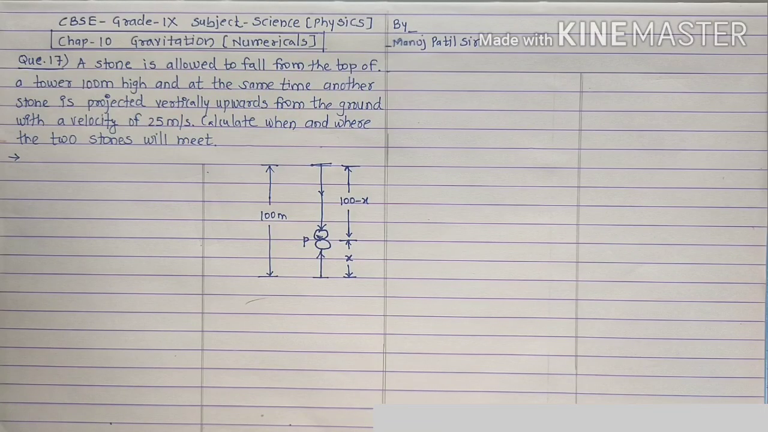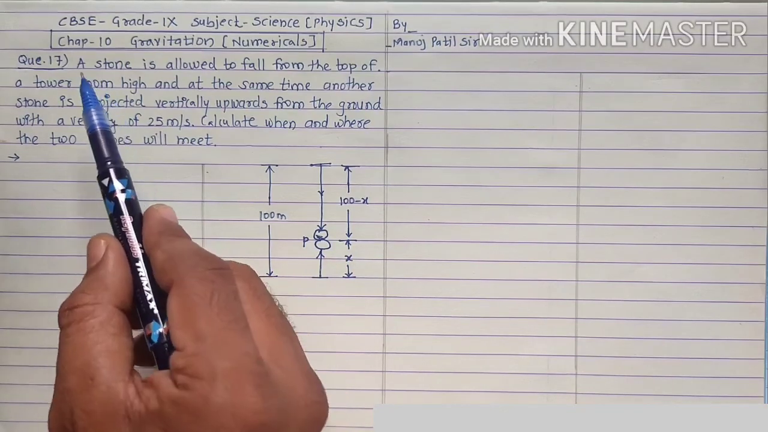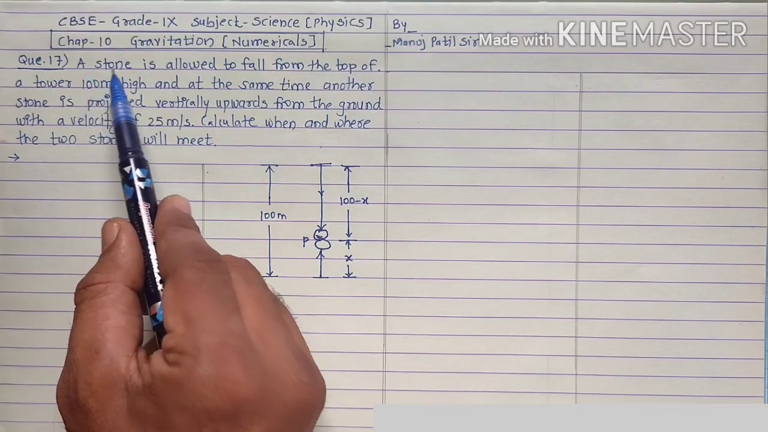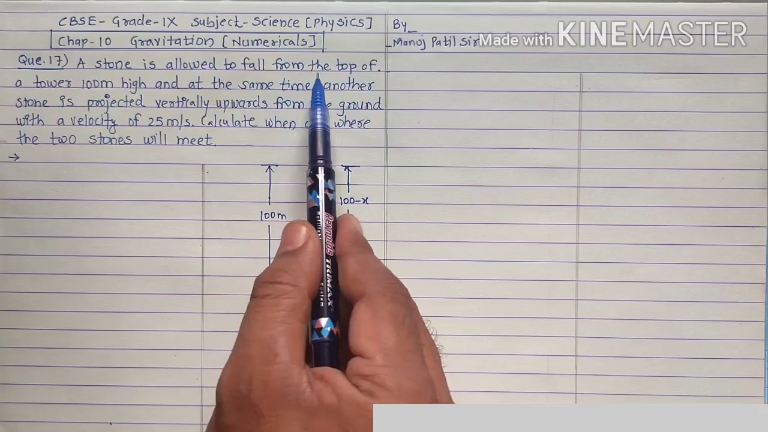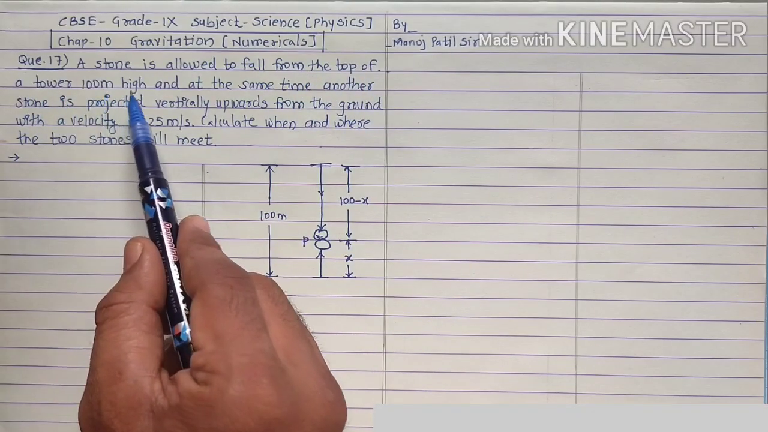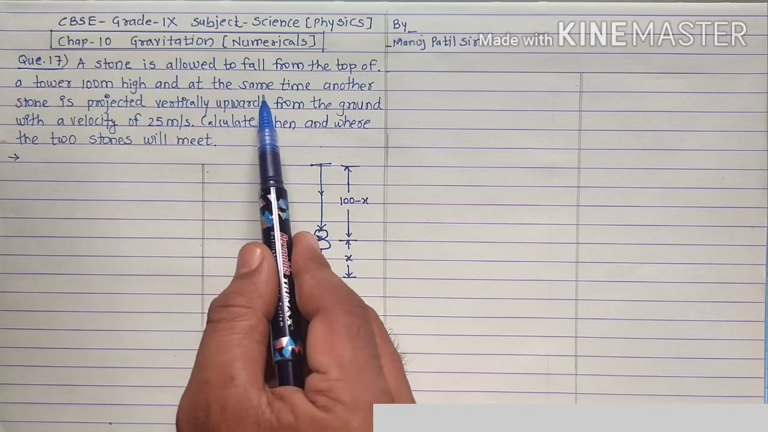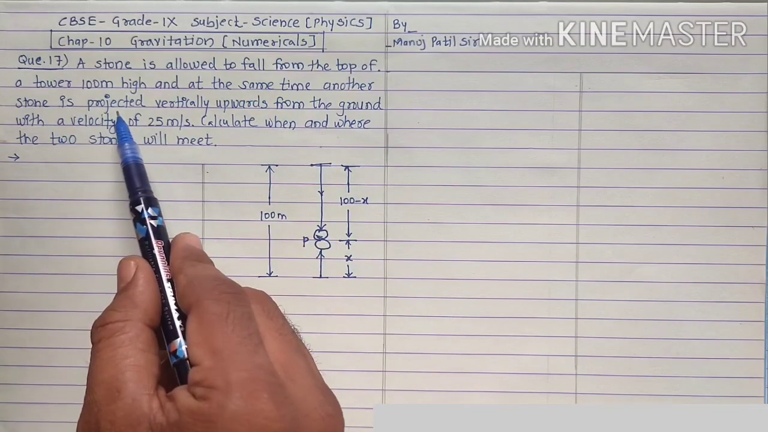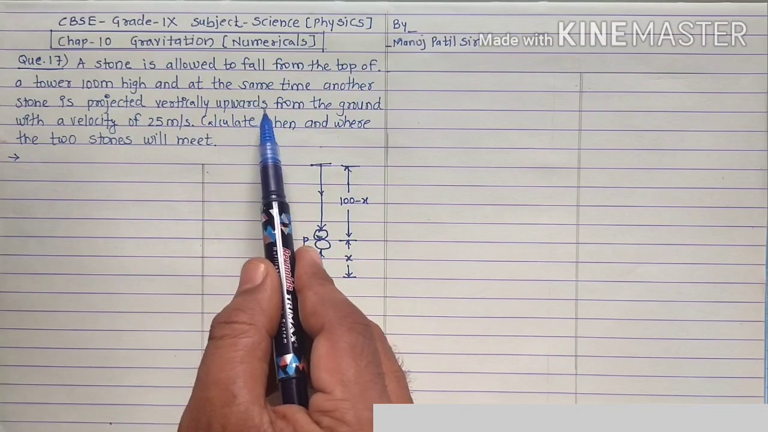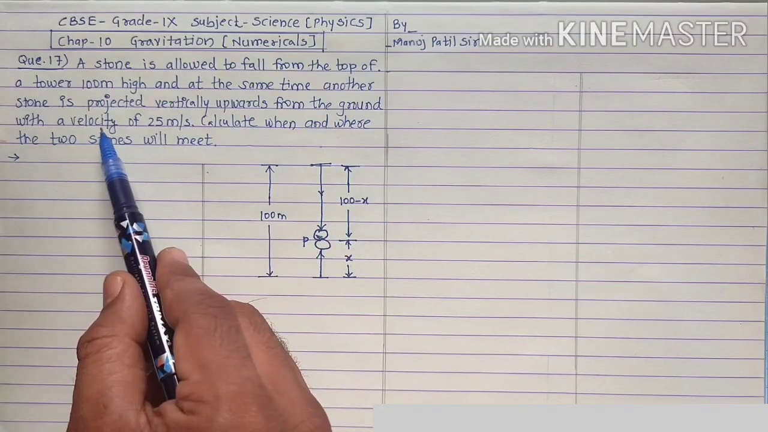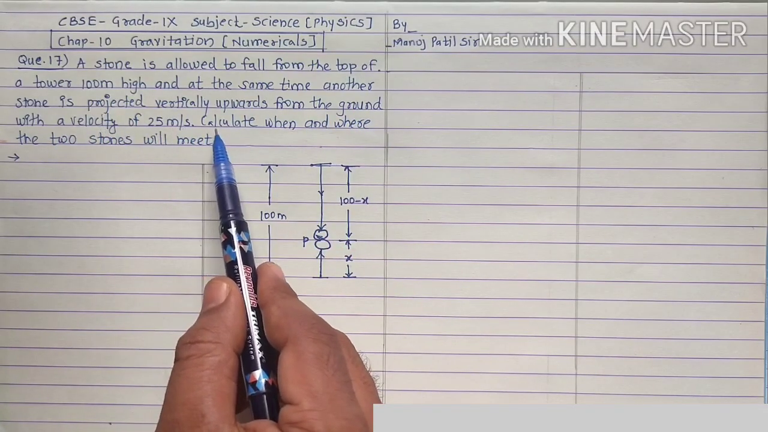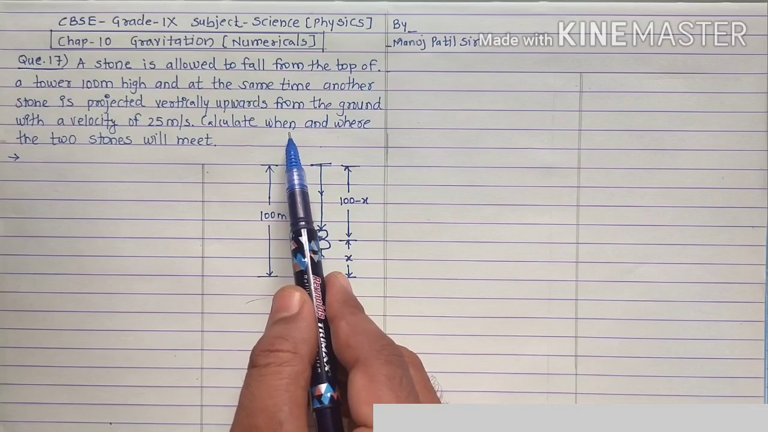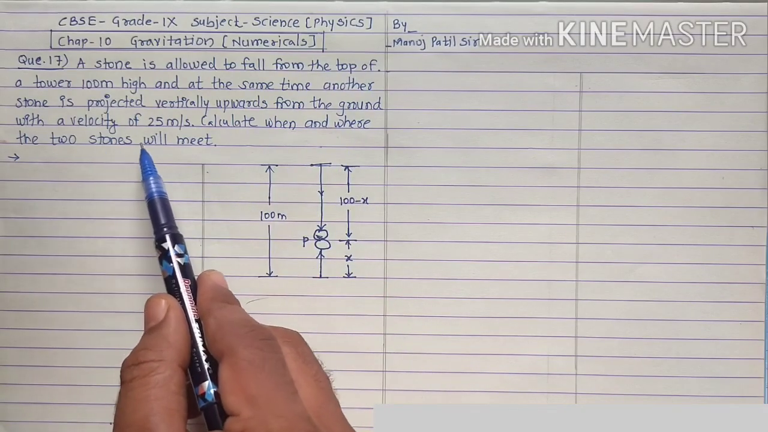Today's physics session. Today we are going to study example number 17 from the 10th chapter of gravitation. So let's see the example. A stone is allowed to fall from the top of a tower 100 meter high, and at the same time another stone is projected vertically upwards from the ground with a velocity of 25 meter per second. Calculate when and where the two stones will meet.